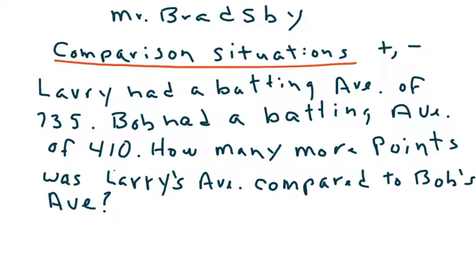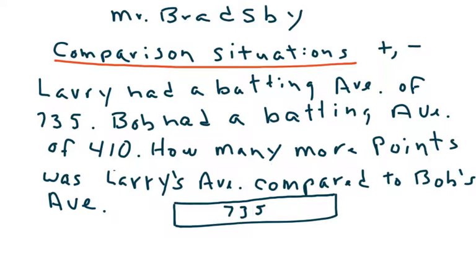So let's see here. If we do a comparison bar here, and this is not to scale, but it gives us some idea. Larry's average was 735. Bob's average was a lot less than that, 410. So here's a comparison bar that shows that 735 is greater than 410.